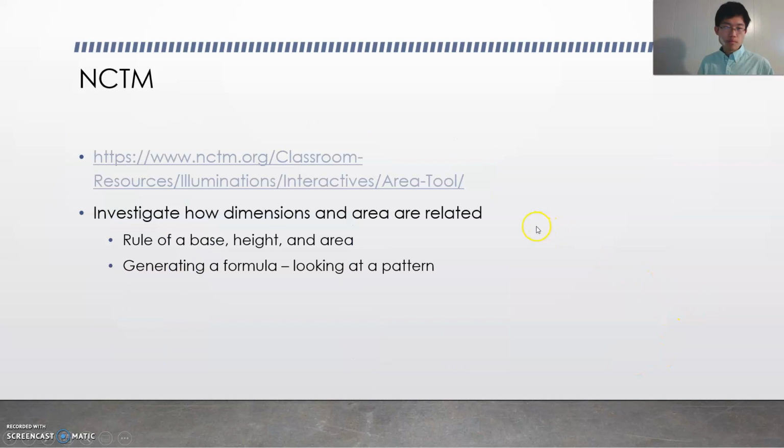So I don't have enough time to do this, but here's the NCTM resource. You can look at how dimensions and area are related. Not just this video, it might be a good idea. It gives you a rule investigating how dimensions like base, height, area, all that stuff are related, and it also asks you to generate a formula by looking at a pattern.